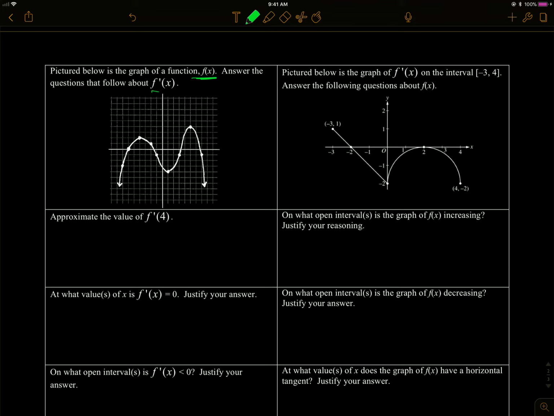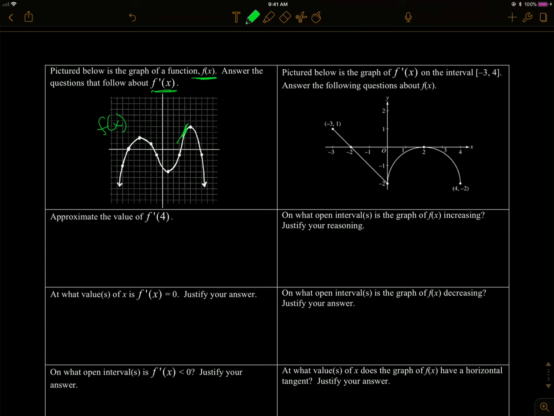We want to answer questions about f prime. So this is f of x. All right, so approximate the value of f prime of 4. If I want to approximate the derivative, first of all, f prime of 4, 1, 2, 3, 4, it's somewhere around here. I want to approximate the slope of that tangent line.